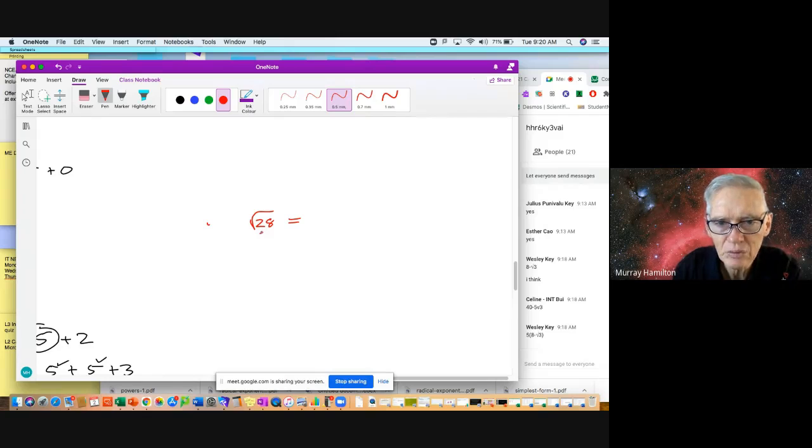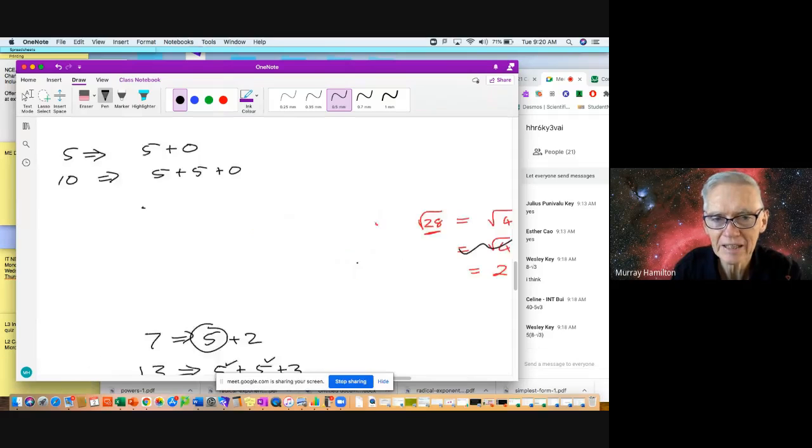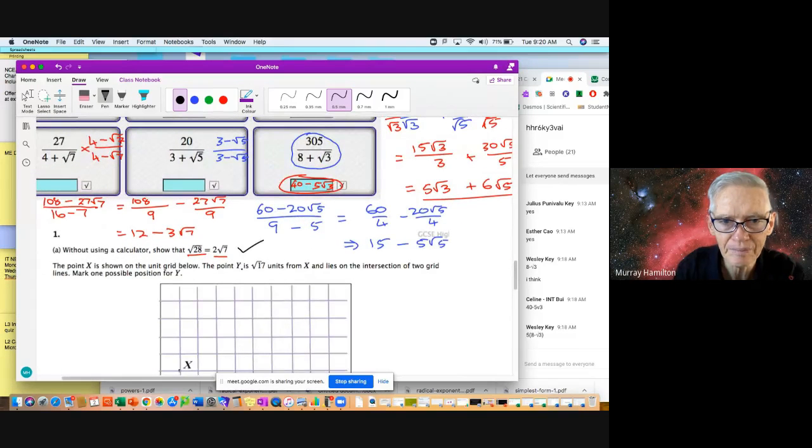Do we have a square number hiding in here? I can see 4 times 7. And that means the square root of 4 times the square root of 7, which is the same as 2 root 7. You don't really need that middle line of working, but just go straight from there to there. And we've shown and done that answer. Right, so we've shown that it equals 2 root 7.